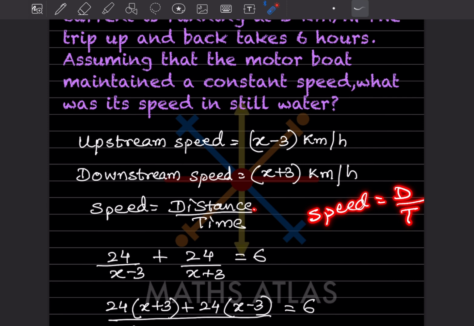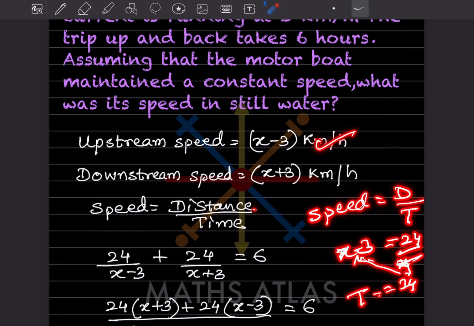So we have the distance given as 24, and the speed is given as x minus 3. We can consider this for the upstream, and we want the time. So what will be the time? Time is distance over speed, so 24 will be as it is, and the speed goes in the denominator, that will be x minus 3.